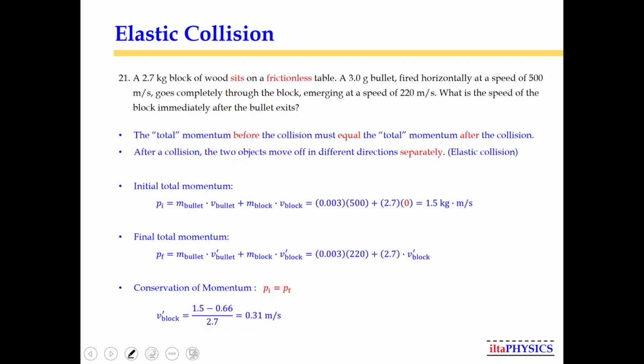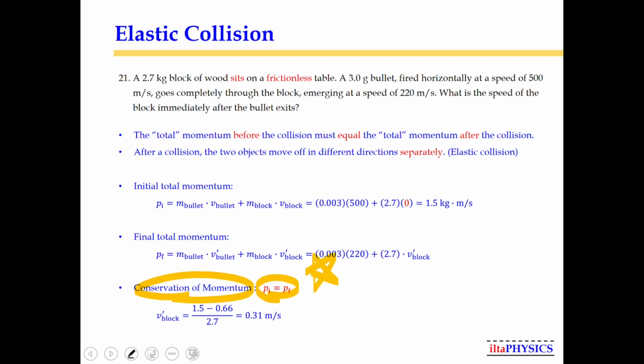This is a classic two-body collision problem. First, the problem mentions the wooden block is on a frictionless table, which means we don't need to worry about friction affecting the motion. We can solve this easily by using the law of conservation of momentum, which states that total momentum before and after the collision is equal.